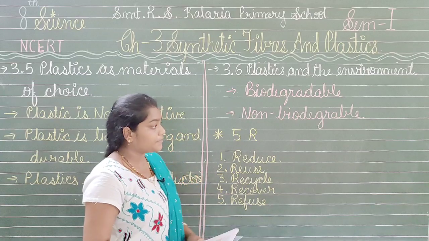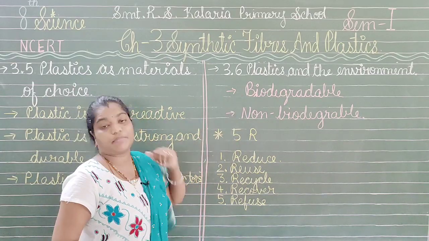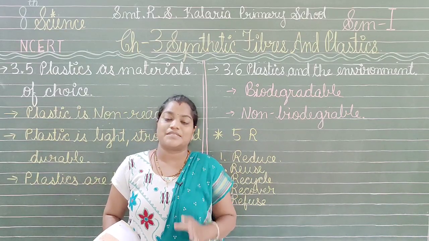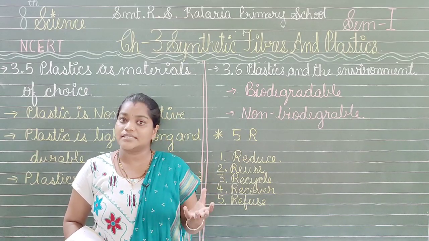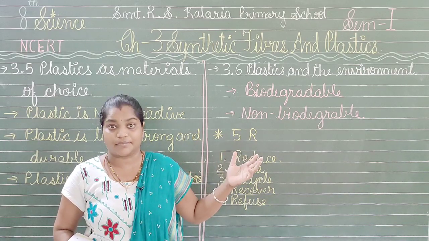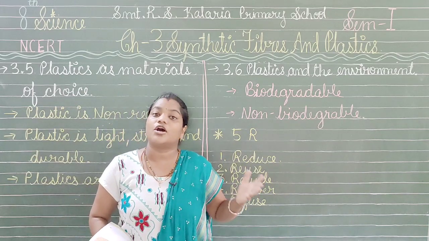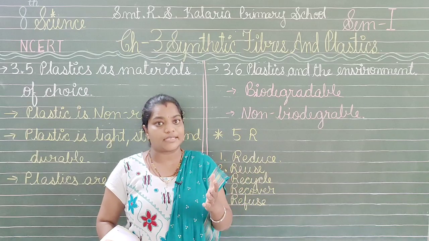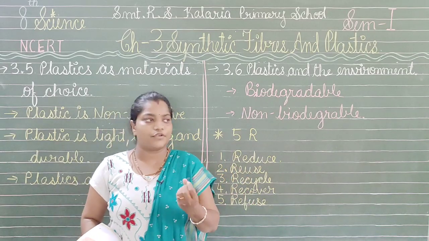Now here we have two terms, biodegradable and non-biodegradable. The substances which can be decomposed back into the soil, meaning they can break into soil particles, are known as biodegradable, whereas the opposite, the substances which cannot be decomposed or changed into soil again, are termed non-biodegradable.